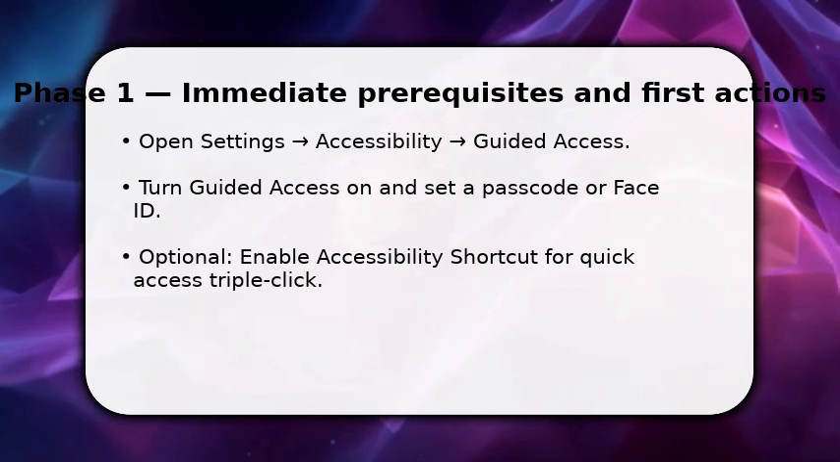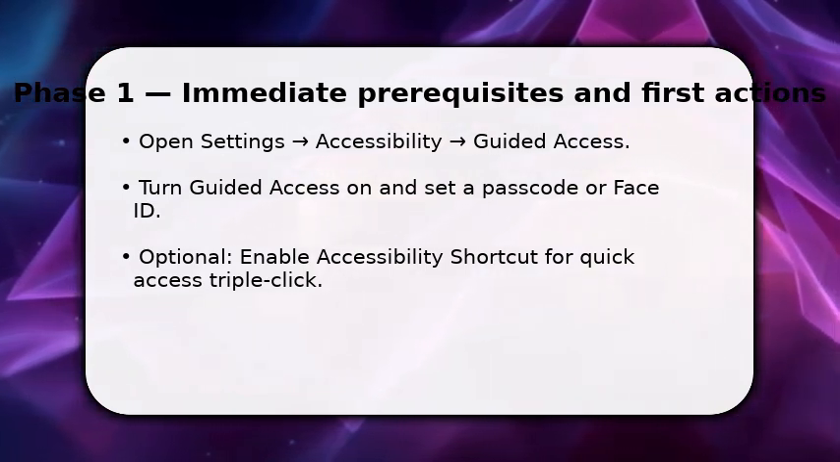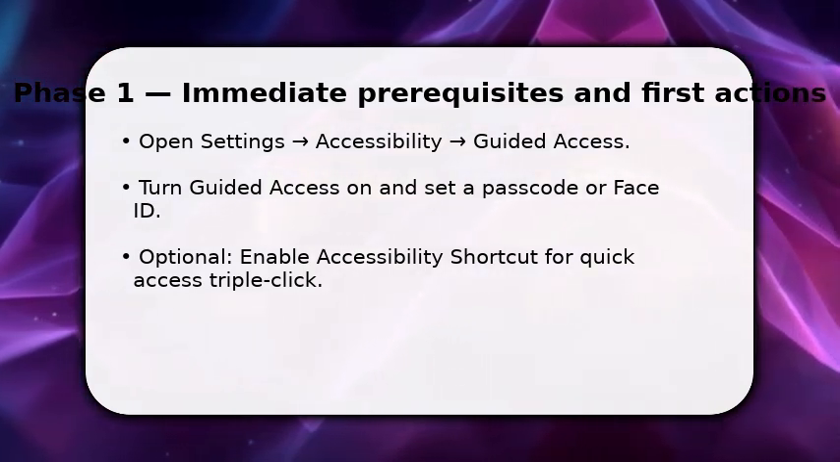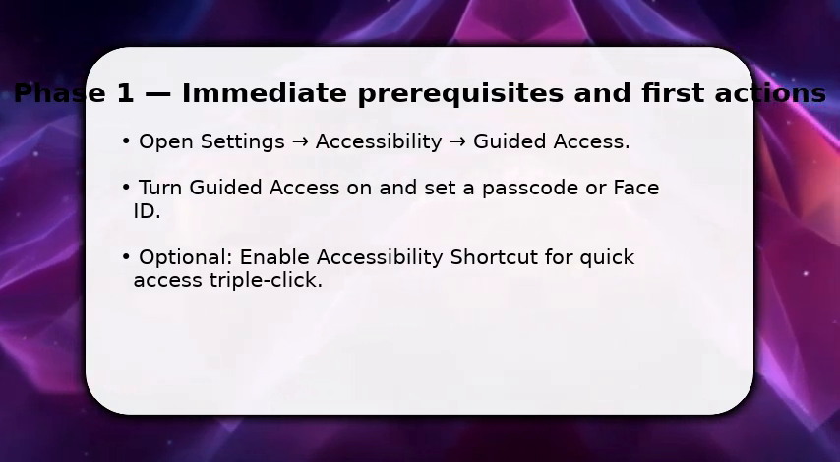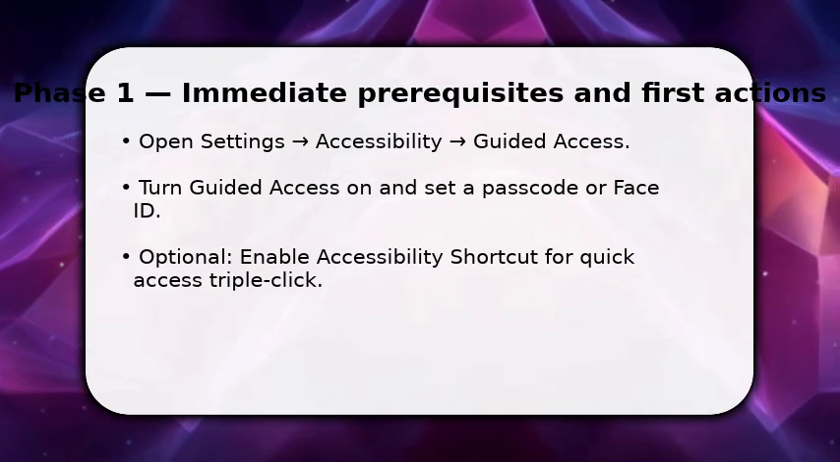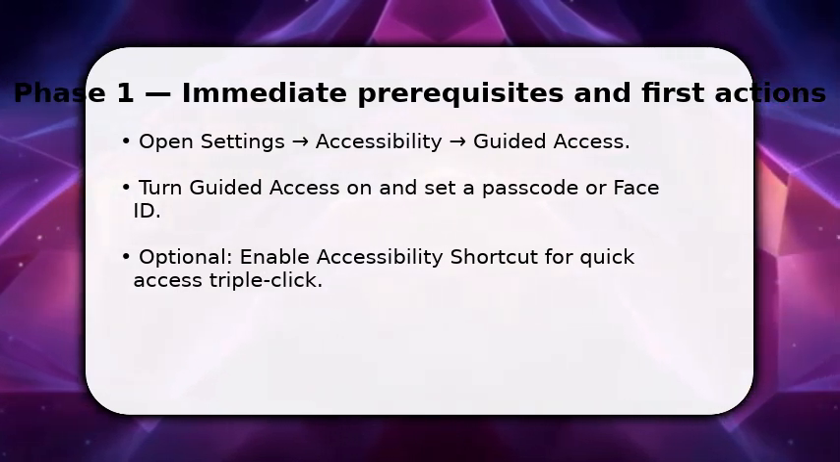Once done, add Guided Access to the accessibility shortcut so you can triple-click the side button from any app. This step ensures you can enter the mode immediately. Make sure the passcode is memorable or stored securely because you'll need it to end a session.